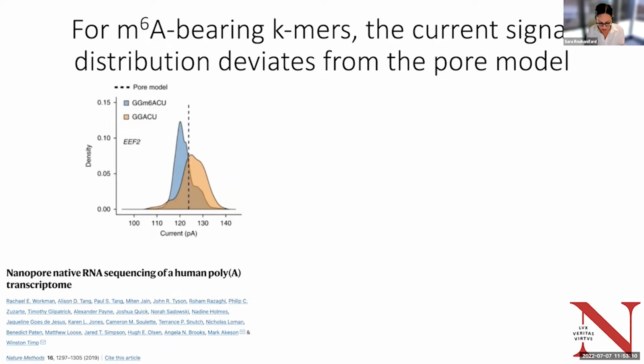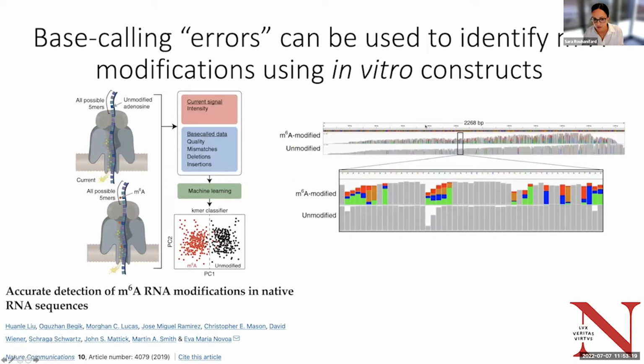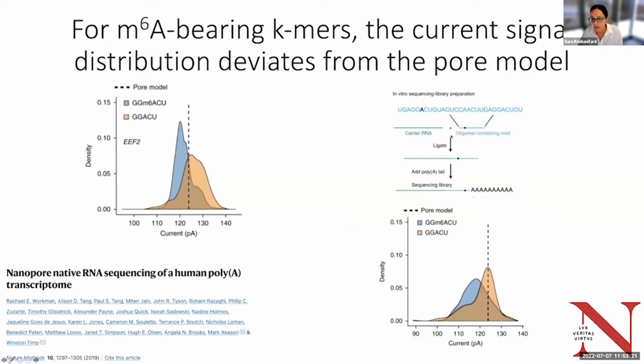So this result was validated using a synthetic construct. This synthetic construct is an oligomer containing a modification ligated to a carrier RNA and then passed through the pore again. So again, here you can see that your canonical nucleotides, your 5-mer sequence, your K-mer sequence is running at about 122 current. But when you introduce the M6A modification in the center, you're deviating from the current signal.